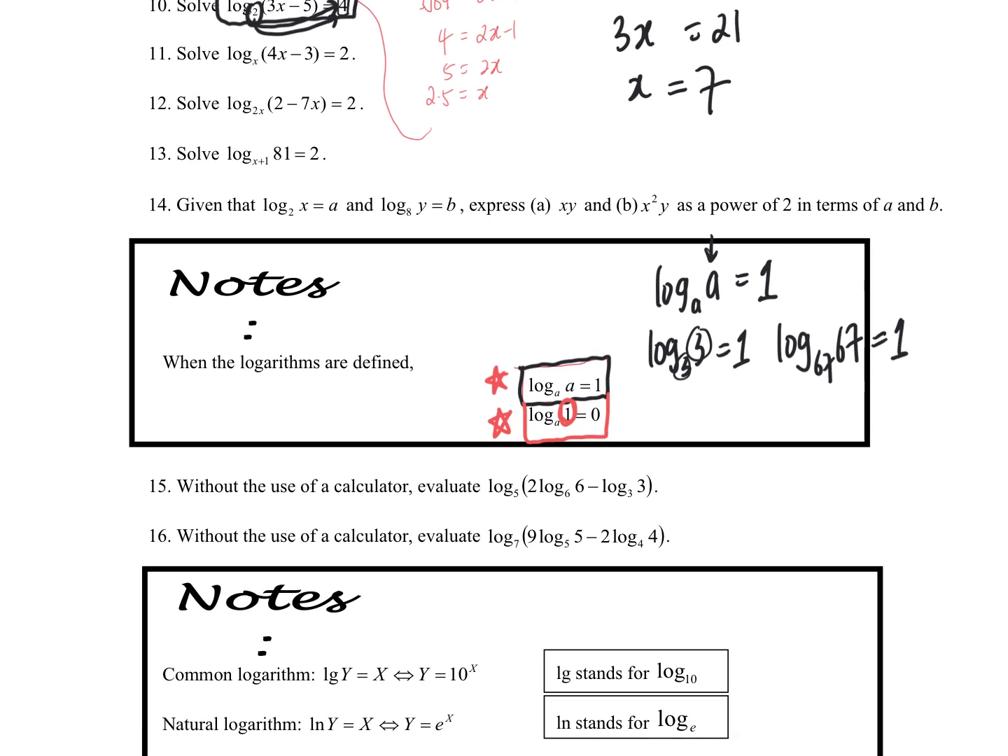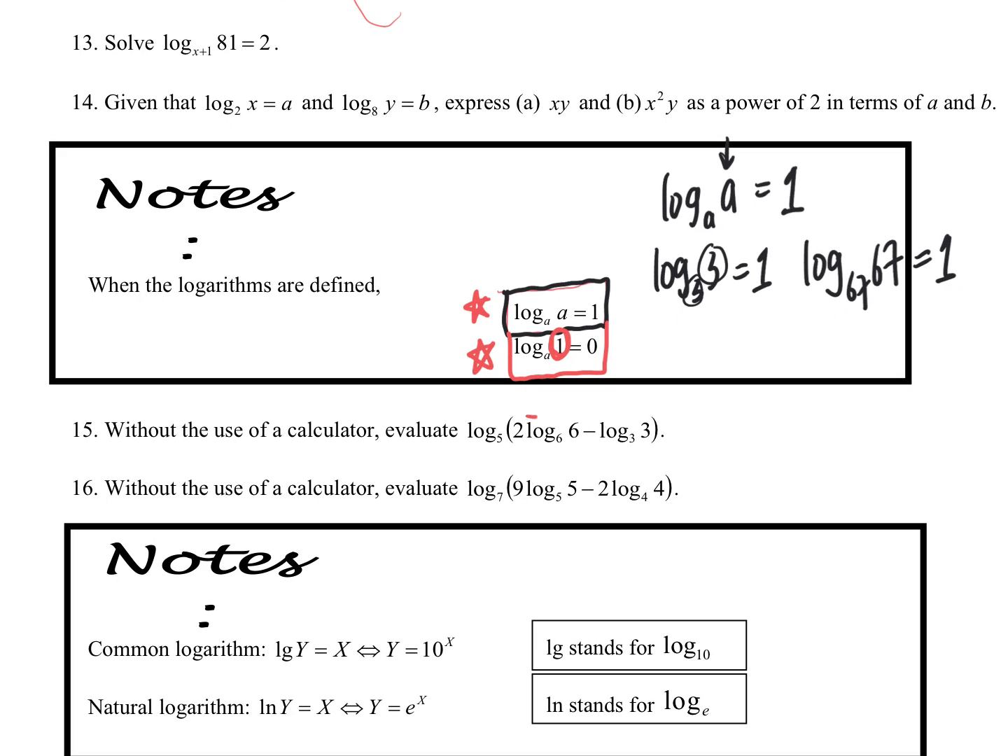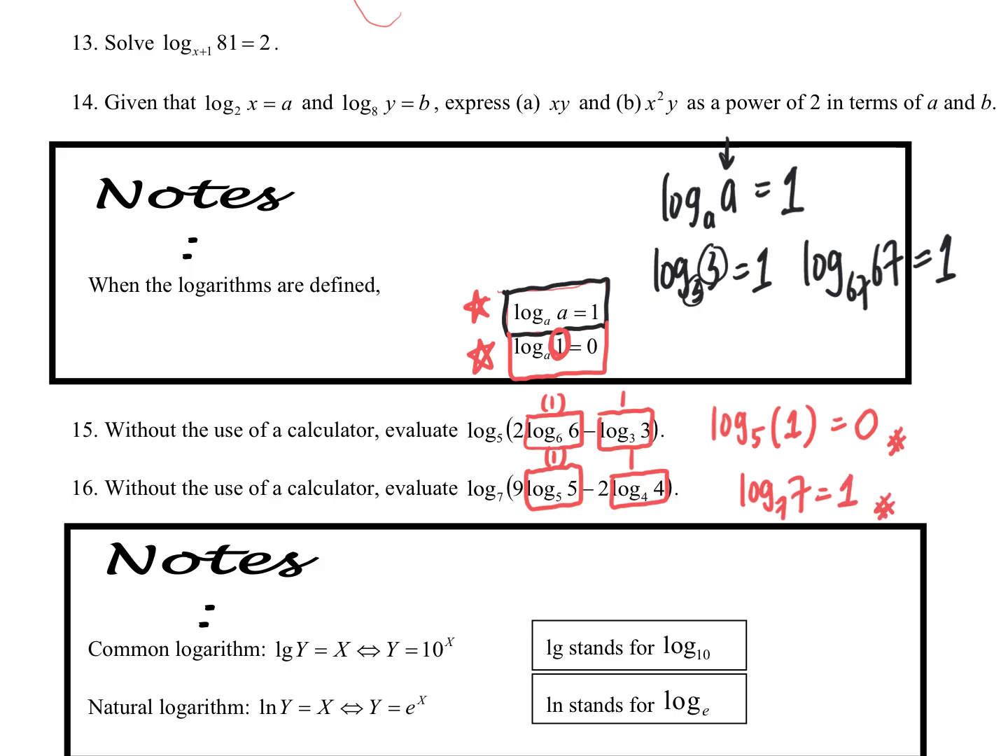Okay, so let's just simplify the expression here. What is log 6 of 6? 1. What is log 3 of 3? 1. So in the bracket, I'm left with log base 5, 2 times 1 minus 1. So 1. What is the answer? 0. That's all. Same thing. This is 1, this is also 1. So 9 minus 2 is 7. So log base 7 of 7 is 1. So you just need to be familiar with the laws, then you can use them.